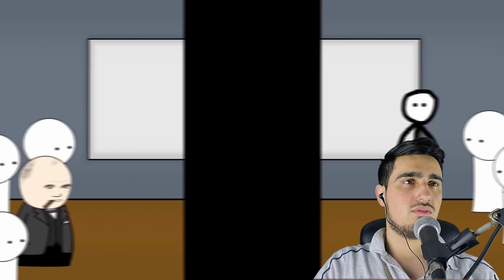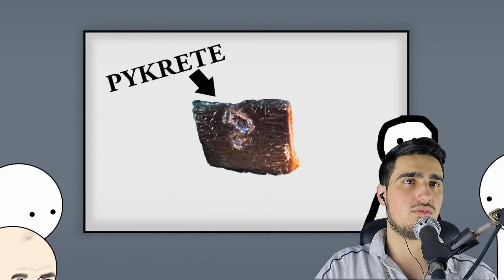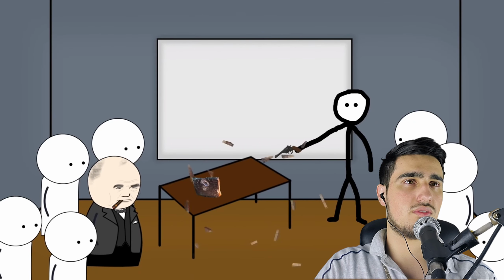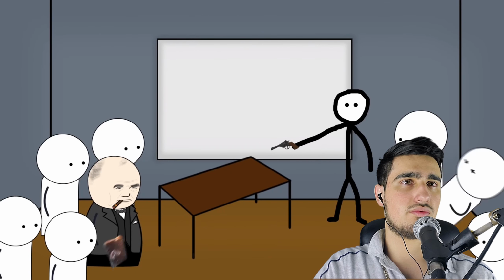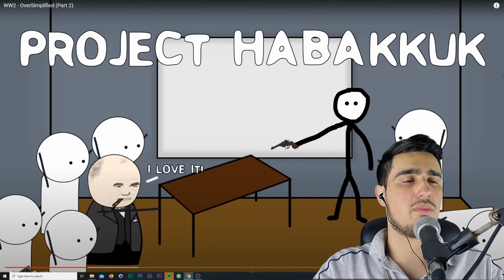At one point, a man even called a meeting and said, "Pykrete, you take some wood, you take some ice, you put them together, you get pykrete." And then he pulled out a gun and shot some wood and it shattered. And then he shot some pykrete and the bullet ricocheted off it and hit someone else in the conference room. Wait, hold up. Is this real?